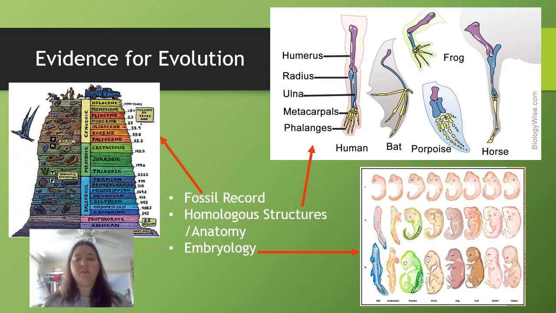So when it comes to evolution, we actually have 3 really big pieces of evidence, and now we're starting to build on that with genes.